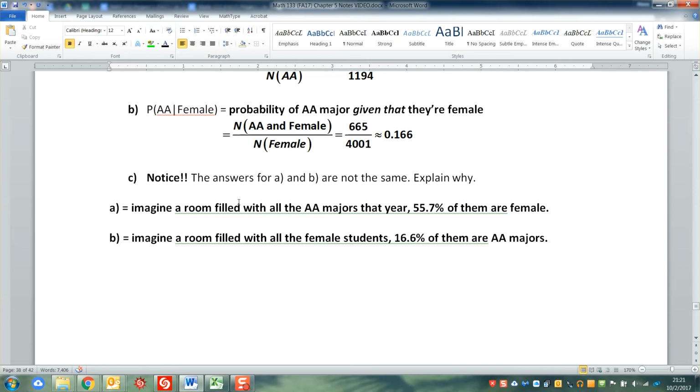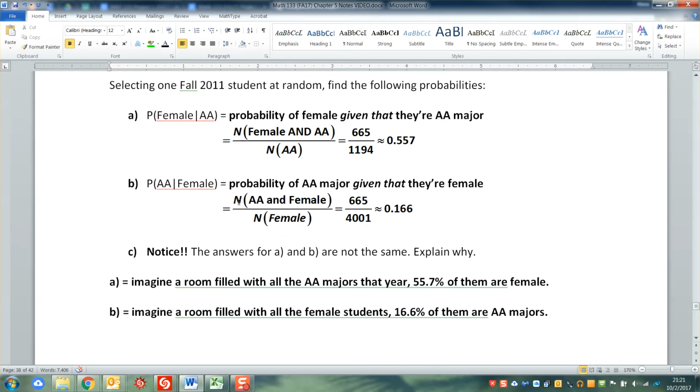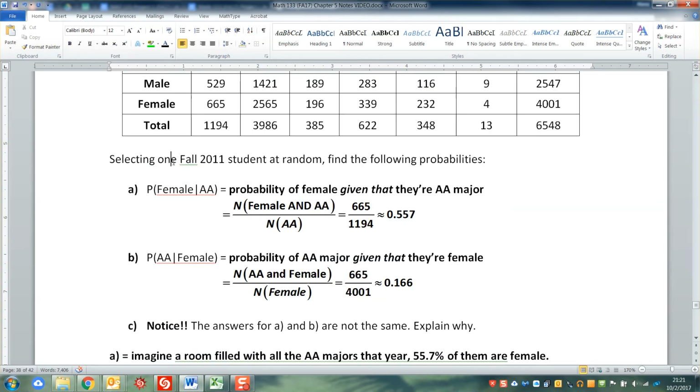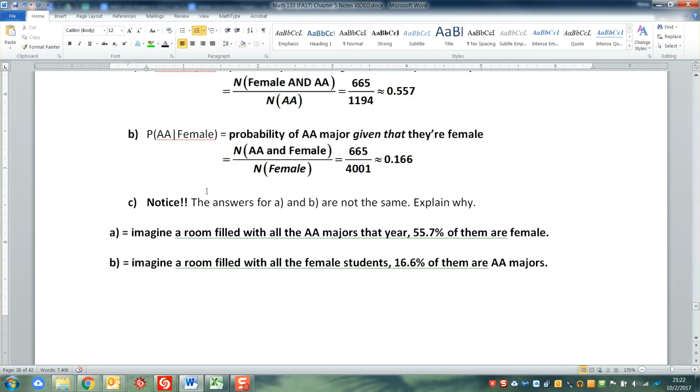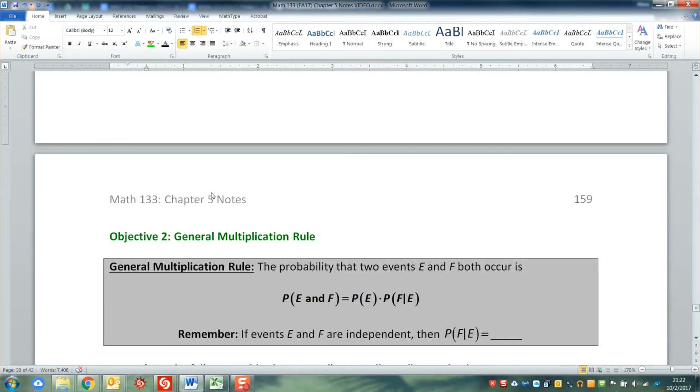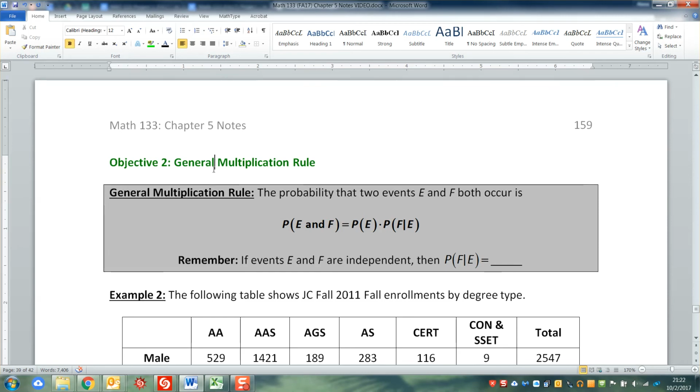Now we're going to expand on this idea just a little bit because this was talking about one student. If you can see right here, we're selecting one student. But suppose I want to select more than one student. Well, that would lead us to the general multiplication rule. Now, if you remember in section 5.3, what you would do is you would multiply, right? But in section 5.3, everything was assumed to be independent.